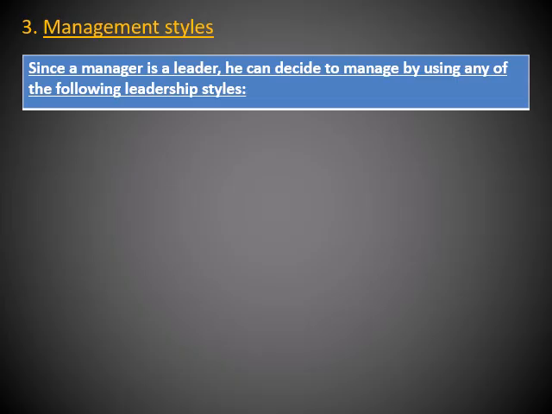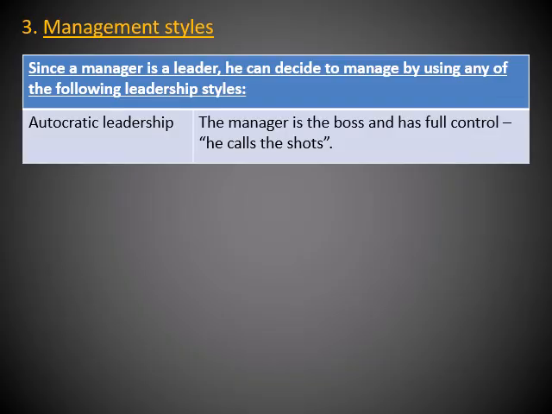Okay, now let's look at number 3. Some management styles. Since a manager is a leader, he can decide to manage by using any of the following leadership styles. The first one we're looking at is called an autocratic leadership style. So in this kind of leadership style, you can basically say the manager is the boss and he calls the shots. So that's what you need to remember.